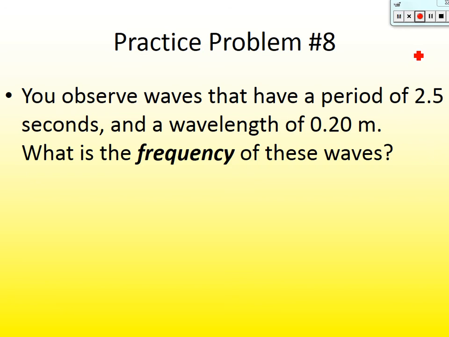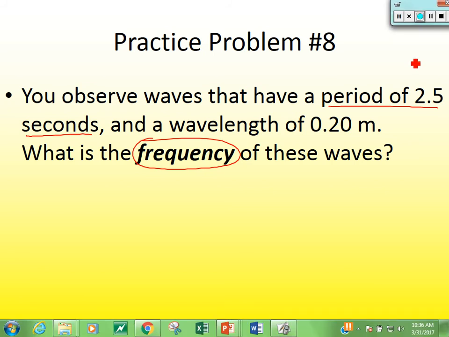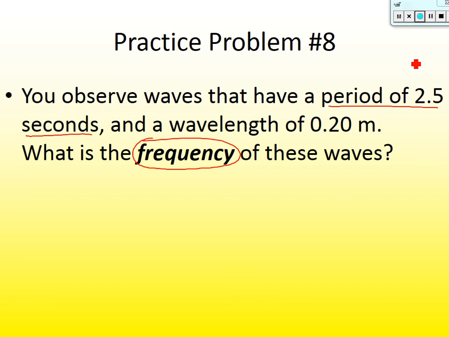It says you observe waves that have a period of 2.5 seconds and a wavelength of 0.2 meters. And it says, what is the frequency of these waves? Well, guys, how are frequency and period related? They're inverses of each other. It told us the period. So doesn't frequency equal 1 over the period? Yeah. That's what I would do.